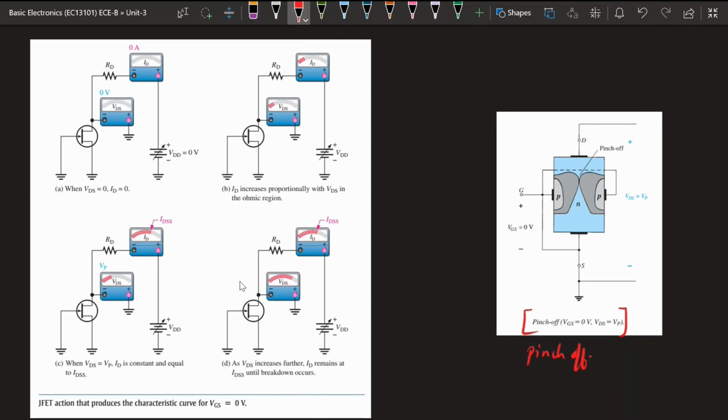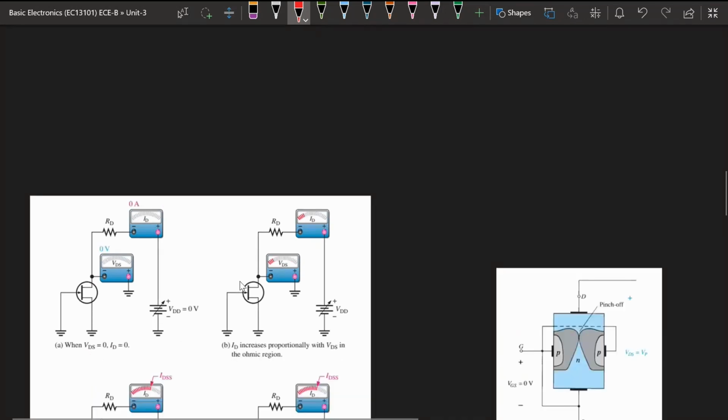Here ID increases proportionally with VDS in the ohmic region. So in the ohmic region, the current is linearly proportional to VDS. Next, when VDS equals pinch off, ID is constant and equal to IDSS. This is called the pinch off. And as VDS increases further, ID remains constant at IDSS until the breakdown occurs. So this is just the explanation of the curve that is available.